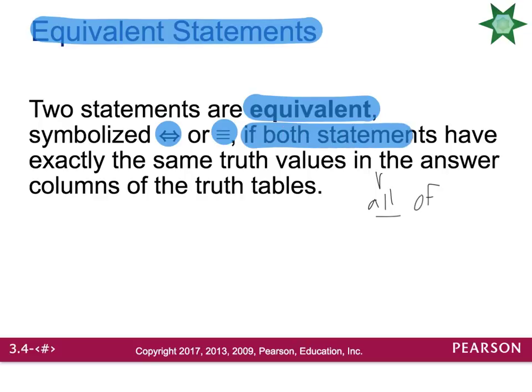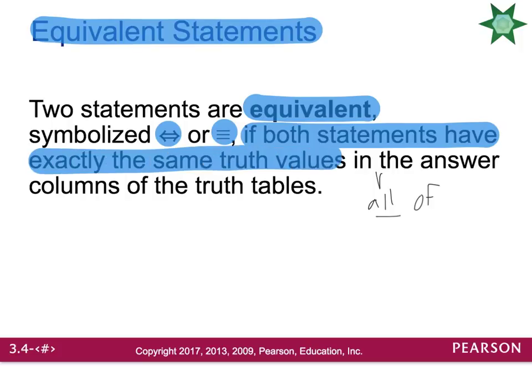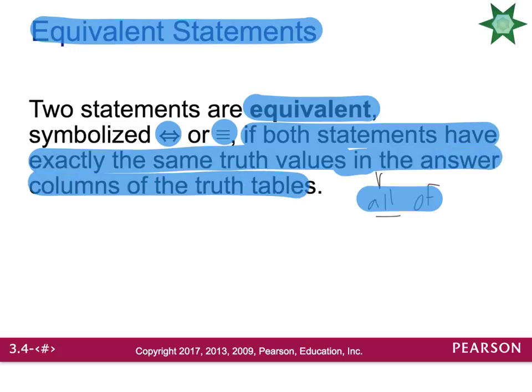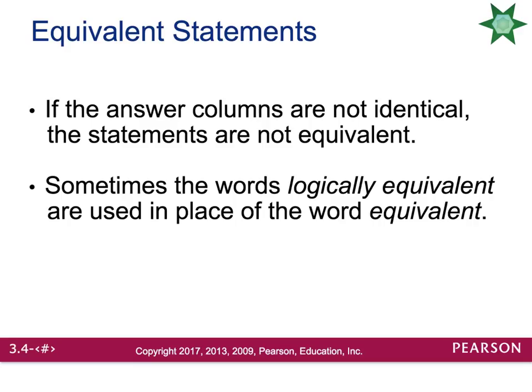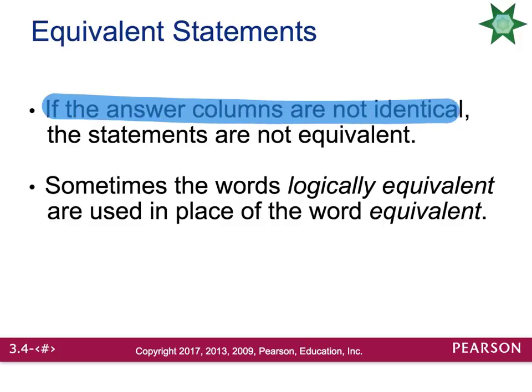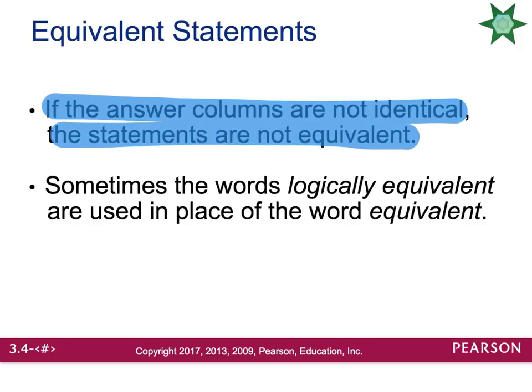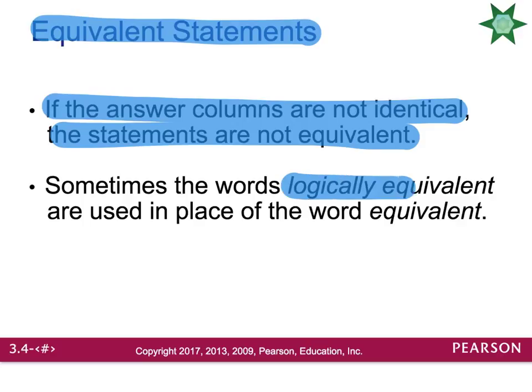But if both statements have exactly the same truth values, the answer columns of the truth table have to be the same for each possible case for two statements to be equivalent. By the converse of that, if the answer columns are not identical, then the statements are not equivalent. When we talk about equivalent statements, sometimes we use the words logically equivalent or equivalent. Those mean the same thing.